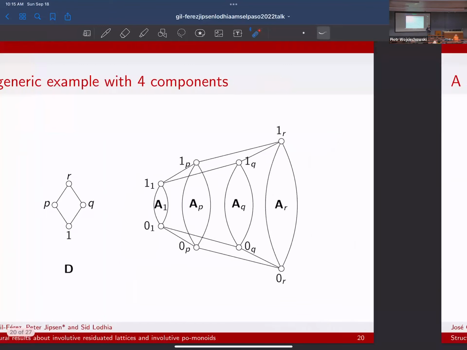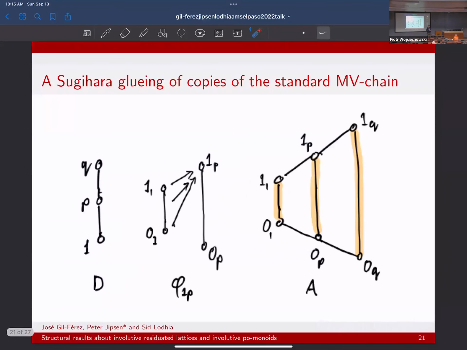And so to see more examples, here's one. If you take an index set, which is just 3 elements, one above the other, the bottom has to be the identity, so we're calling it 1. And then we have P and Q. And now I'm going to take the standard MV chain. I should have made it orange here as well. So here's an MV chain. Here's another MV chain. What is the standard MV chain?